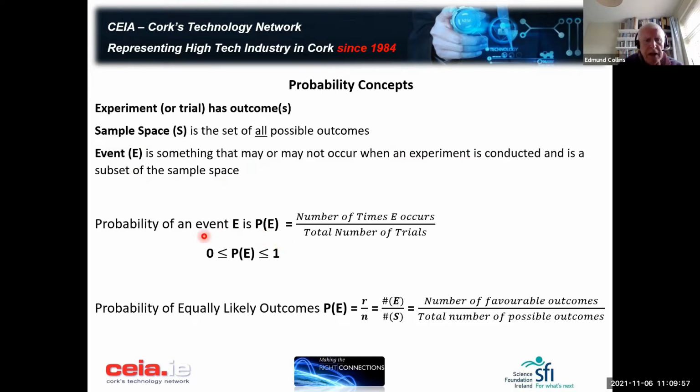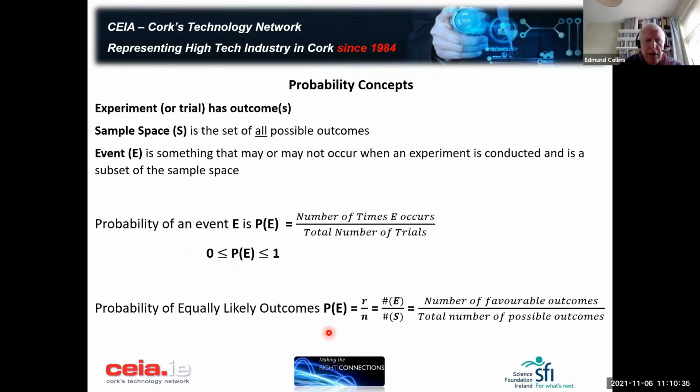So by definition then, the probability of an event E, designated P brackets E, is the number of times that E occurs over the total number of trials. And this just shows what we've looked at before on the probability line, that the probability of an event must be greater than or equal to 0, but less than or equal to 1. So that's important.